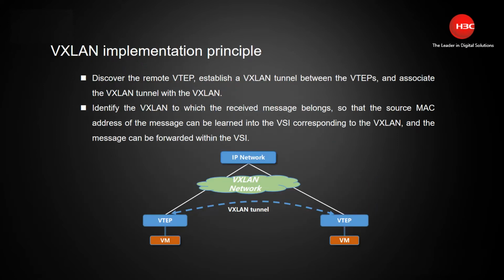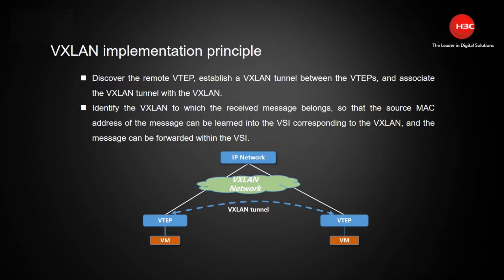After we have a basic understanding of VXLAN, let's understand the implementation principle of VXLAN. First of all, there is a virtual switch instance, namely VSI, on the switch, as a virtual VXLAN forwarding switch to guide the forwarding of VXLAN packets. Note that the VSI and the VXLAN should be in one-to-one correspondence. Then build a VXLAN tunnel, and the devices at both ends of the tunnel are called VTEP devices. After the tunnel is established, associate the VXLAN with the VXLAN tunnel. Note that one VXLAN can be associated with multiple VXLAN tunnels.